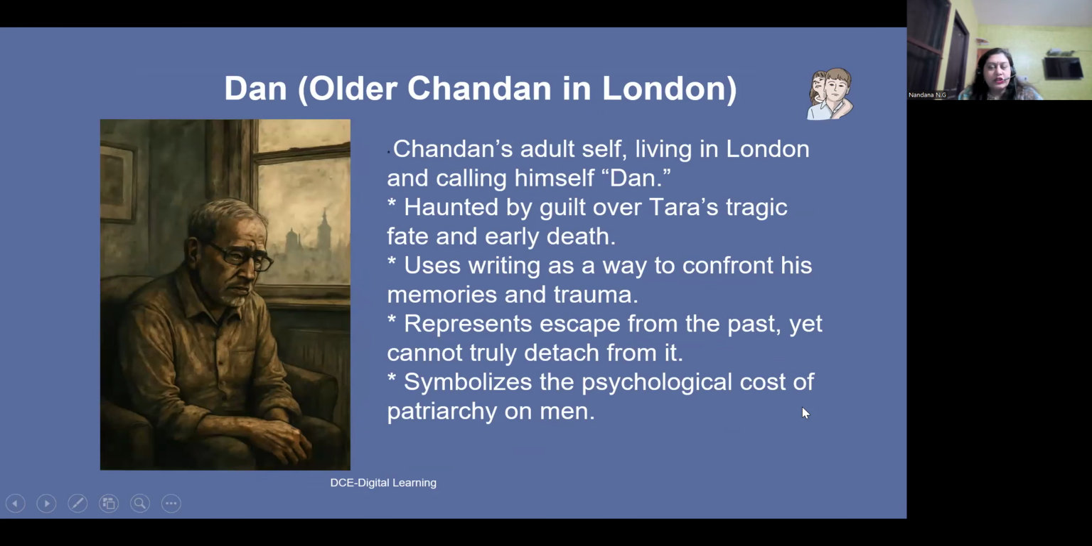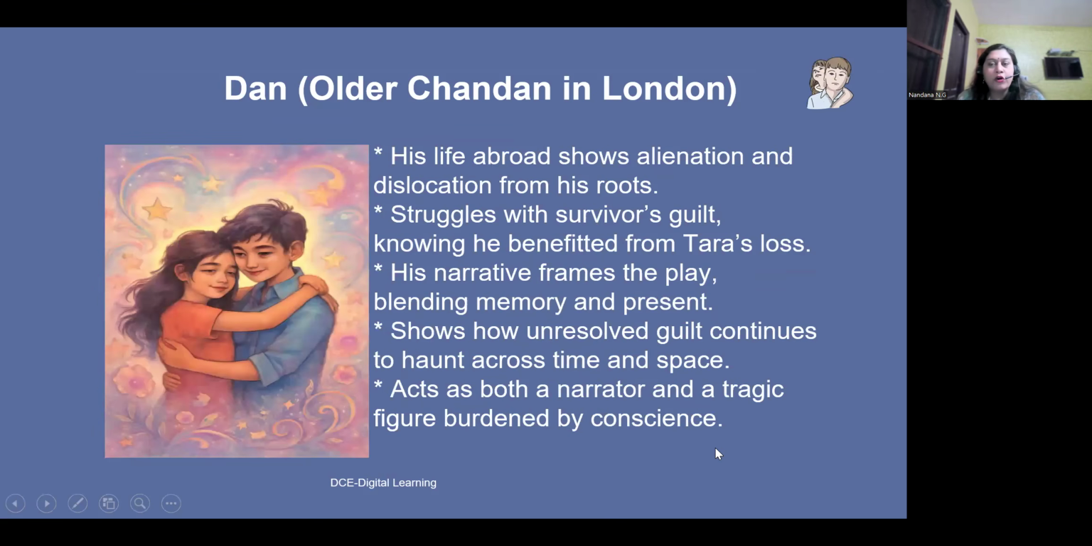Dan, that is the older Chandan in London. Chandan's adult self living in London calls himself Dan. He is haunted by guilt over Tara's tragic fate and early death. He uses writing as a way to confront his memories and trauma. He represents escape from the past, yet cannot truly detach from it. The older Chandan symbolizes the psychological cost of patriarchy on men. His life abroad shows alienation and dislocation from his roots.